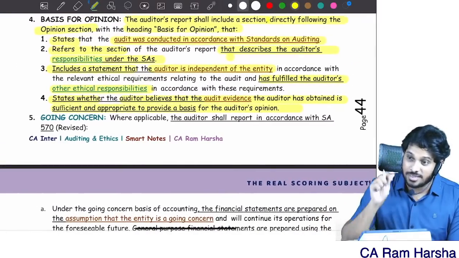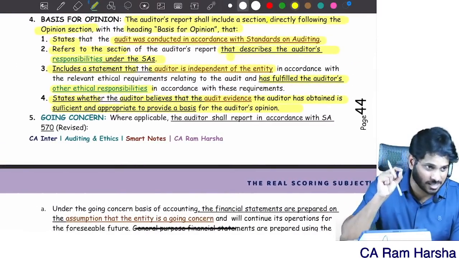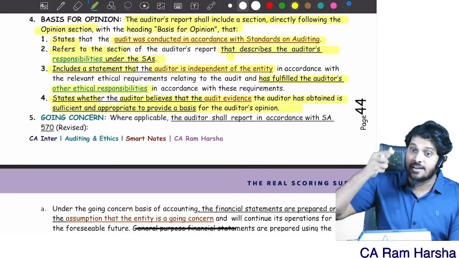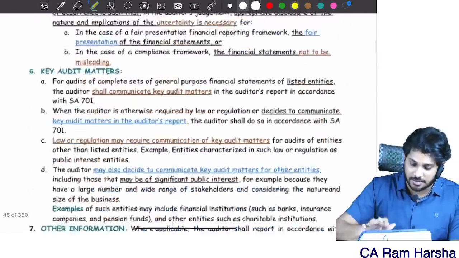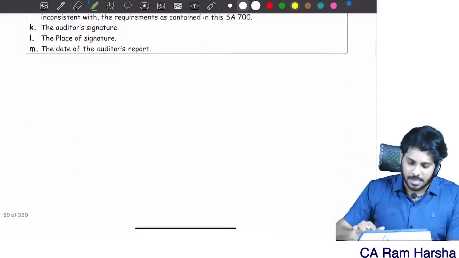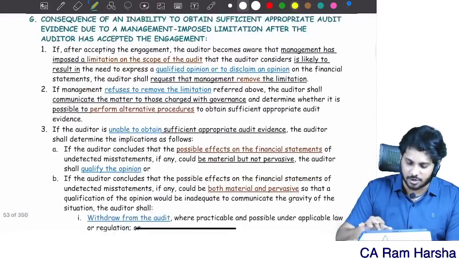Now, how this basis for opinion section is modified whenever we are giving a modified opinion, that is explained in 705. This is the point which many don't understand. 705.